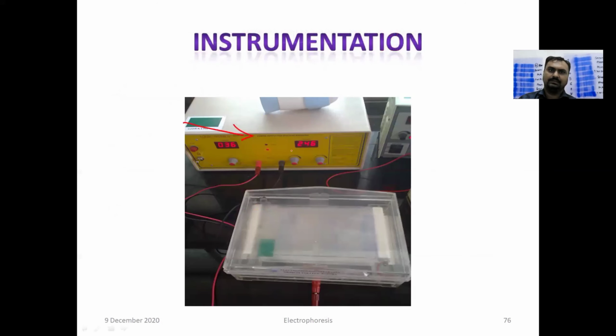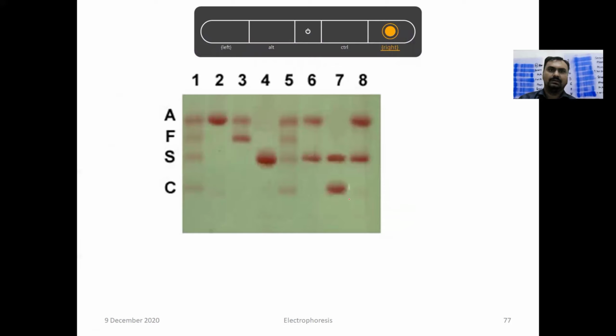This is again the electrophoresis apparatus. This is the cover, here there is the support medium, and here there is a vertical electrophoresis apparatus. On one side there will be a negative electrode, on the other side a positive electrode, and molecules will move towards this side.